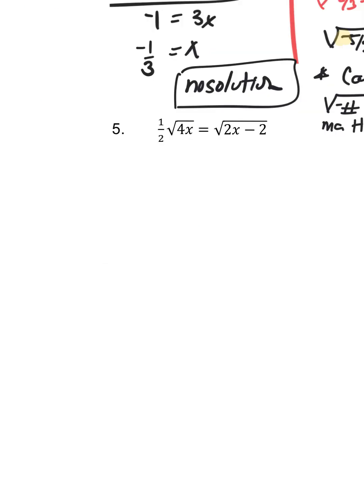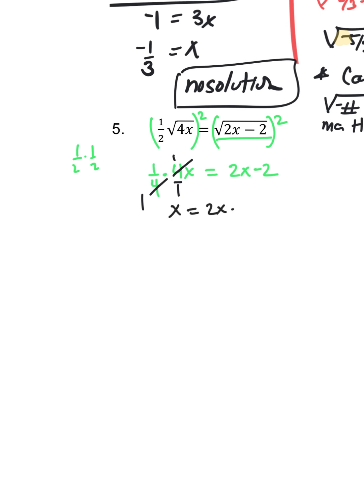Number 5. Again, there's nothing we can do to isolate it. It's already isolated, and we always want the bigger radical isolated anyway. So now we can just do step 2 and square both sides. Remember, you're squaring everything. So 1/2 squared is 1/2 times 1/2, which is 1/4, times what's under the radical, 4x, equals 2x minus 2. So what's 1/4 of 4? These cancel to a 1, and so you're just left with x equals 2x minus 2.